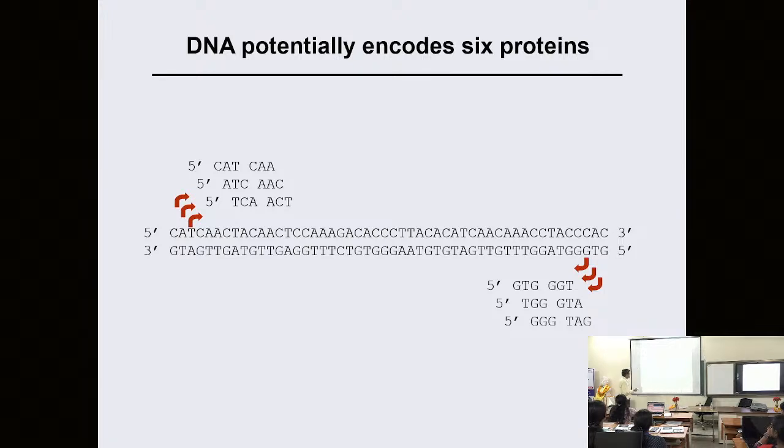Similarly, you will read it from 5 prime to 3 prime. Now the other strand, the complementary strand, you read from the other direction. So this is 5 prime, this is 3 prime. But you will do it similarly. You will say that this is the first codon position, so GTG, and then GGT.